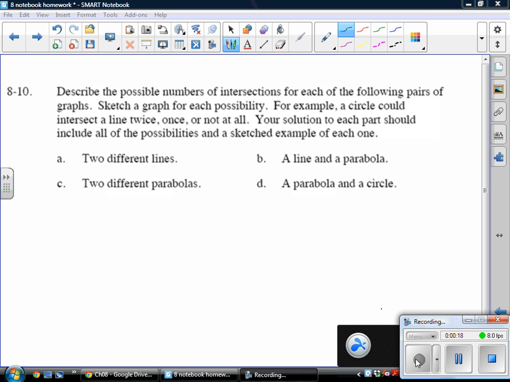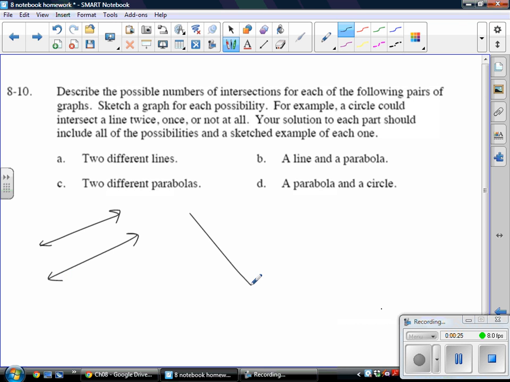Alright, so part A, we have two different lines. Let's see, they could be parallel, is a possibility, so they never intersect. They could intersect once like this. I'm going to be a little lazy and not put the arrows on the ends. And they could also be the same exact line on top of each other. So for part A, we have 0, 1, and infinitely many intersections. Okay, so that's if they're the same line. They're going to intersect the entire way through the line.